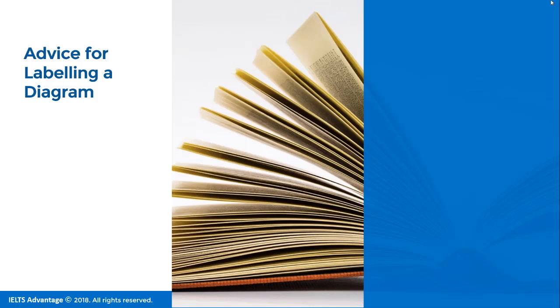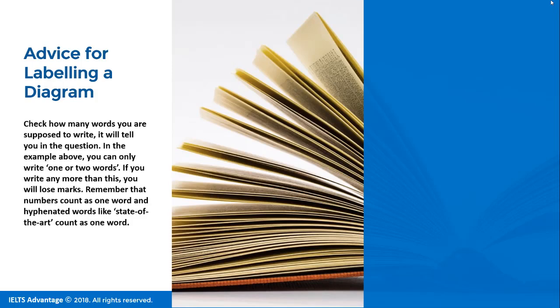So here's some general advice to help you with those problems. Check how many words you're supposed to write. It will tell you in the question. In the example above, you can only write 1 or 2 words. If you write any more than this, you will lose marks. Remember that numbers count as 1 word, and hyphenated words like state of the art count as 1 word. Identify the type of word, so noun, verb, adjective you need, and this will help you find the correct answer and predict the correct answer.